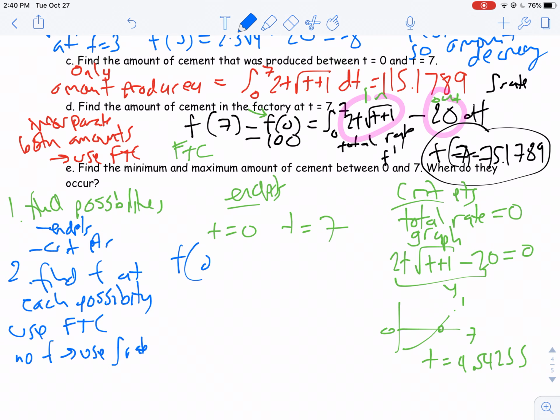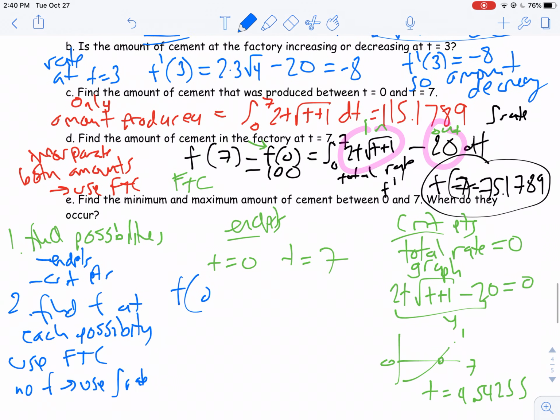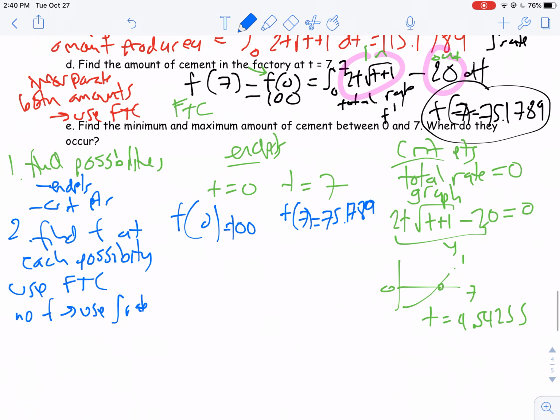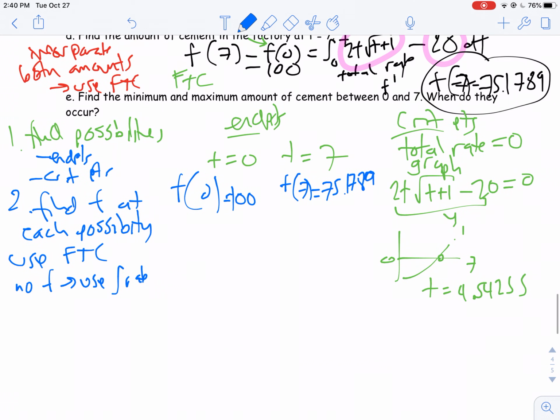Okay, now I want to point out, we actually know two of these already. The problem told me that f of 0 was what? Told me f of 0 was 100. And then in part D, I was able to figure out that f of 7 equaled 75.178. Okay, so to help me answer this question, to find the max or min, I'm going to need to go ahead and use the same thing. So just like before, I'm going to use the FTC to help me find f at this possibility.